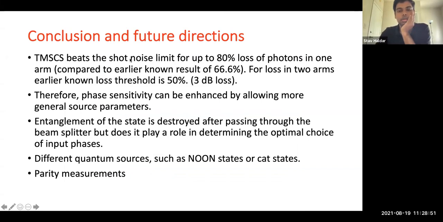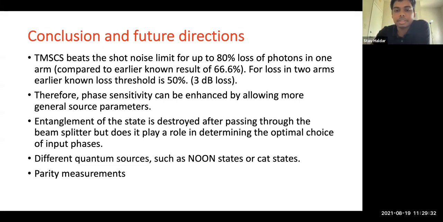And then just to conclude, we see that by optimizing the individual angles in the input phases, we can go down to 80% of loss in the target arm, which is nice. And just for a comparison, in LIGO kind of setups where you have loss in both the arms, this threshold is known to be 50%, which is 3 decibels of loss. So you can do much better for a LIDAR, obviously, because there is loss only in one arm, but nonetheless, it does better.